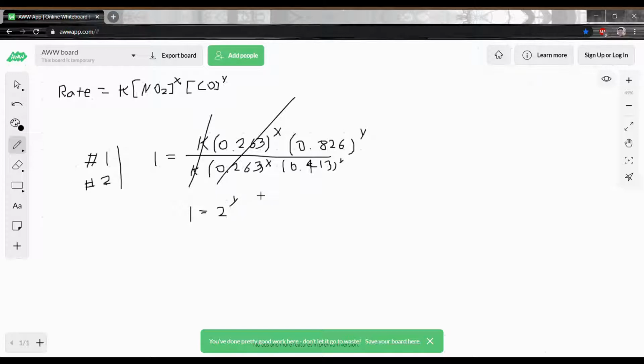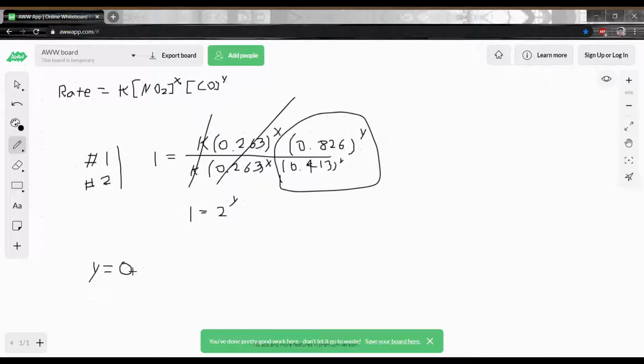If you don't see how we made that jump, just remember here these y's are going to be pulled out into one exponent at the top, and then we just divide these numbers by each other. So now we have to ask the question, what exponent can we apply to the base 2 to give us 1? Anything raised to the 0 power is equal to 1. That means our y is going to be equal to 0.